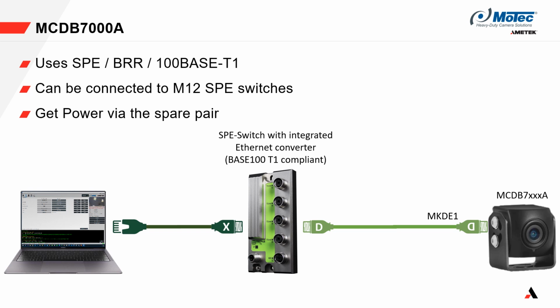This model still works with the same voltage range as our Ethernet-based cameras. However, to connect it to your computer, you might need a switch or a media converter that converts the base 100 T1 signal to a 100 or 1000 base TX Ethernet signal that the computer can understand. In this example, we used a SPE switch which also features a normal Ethernet output that additionally puts power on the spare pair to supply the camera.